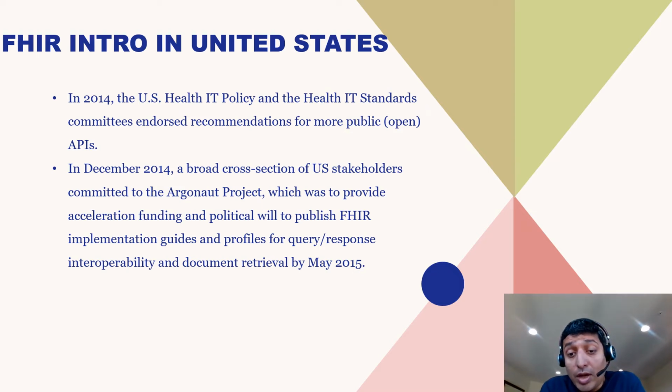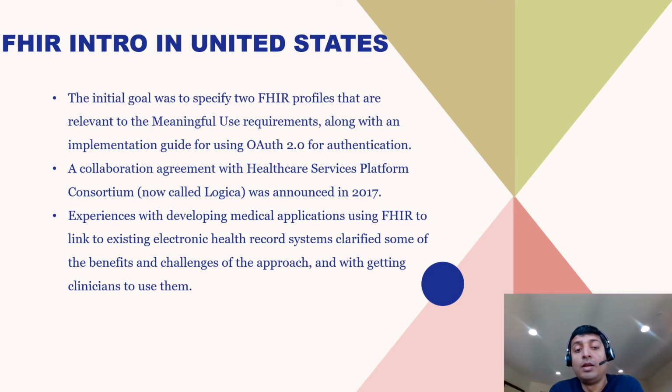FHIR introduction in United States. In 2014, the US Health IT Policy and Health IT Standards Committee endorsed recommendations for more public open APIs. In December of 2014, a broad cross-section of US stakeholders committed to the Argonaut Project, which was to provide accelerated funding and political will to publish FHIR implementation guides and profiles for query, response, interoperability, and document retrieval by May of 2015. The initial goal was to specify two FHIR profiles that are relevant to the meaningful use requirement, along with an implementation guide for using OAuth 2.0 for authentication.